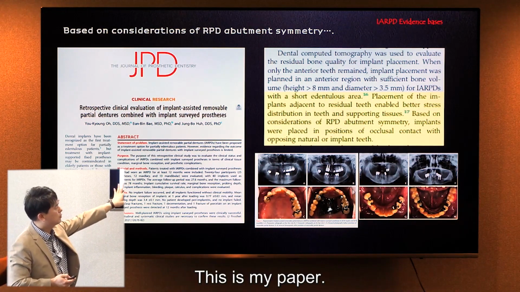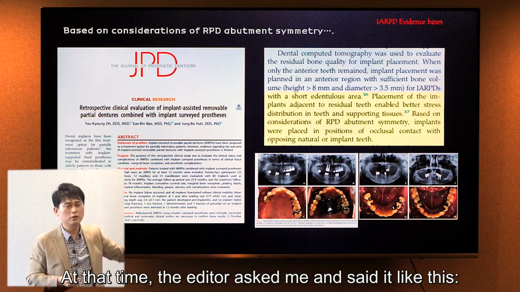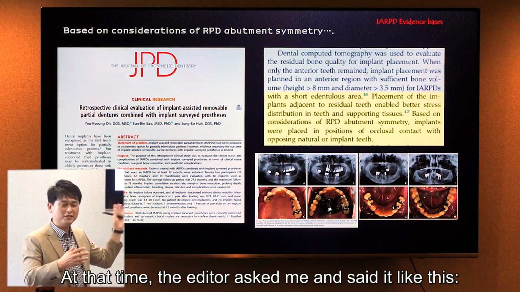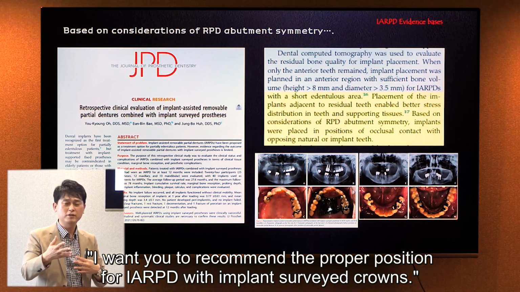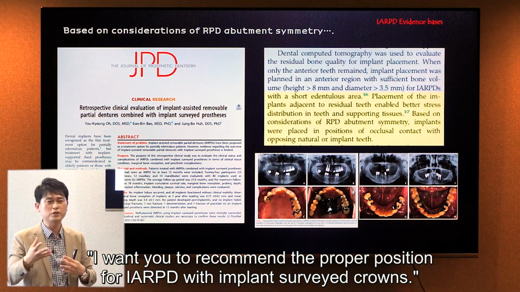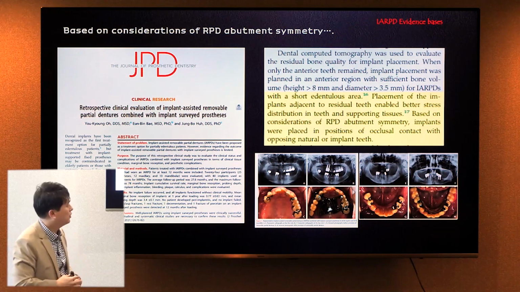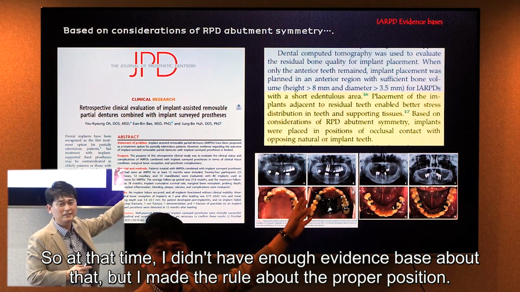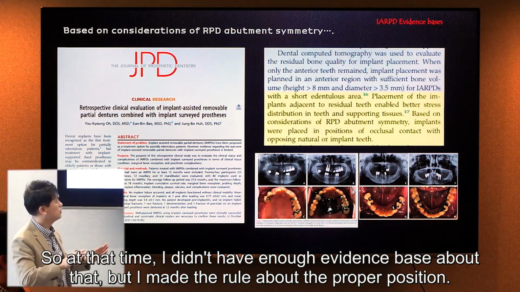So this is my paper. Three years ago, I published this paper in JPD. At that time, the editor asked me, he said, you had better recommend the proper position for IRPD with the implant surveyed crown. At that time, I didn't have any evidence base about that, but I made a rule for the proper position.